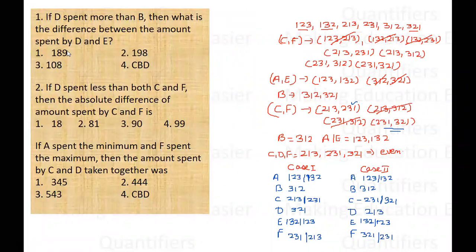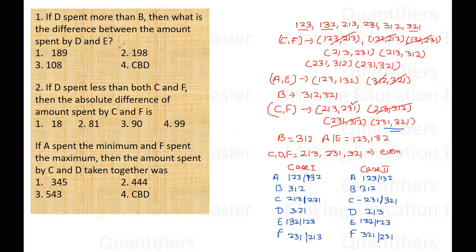The first question says, if D spent more than B, then what is the difference between the amount spent by D and E? Now D is spending more than B. B in both cases is spending 312. There is only one case where D is spending more than B. That is the first case, when D is spending 321. In the second case, D is spending less than B.